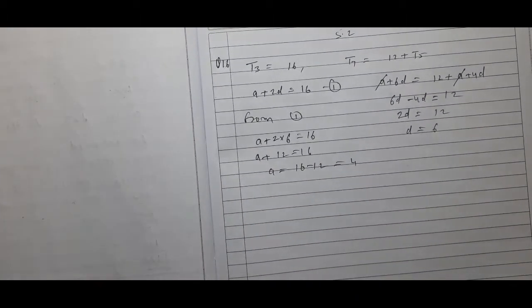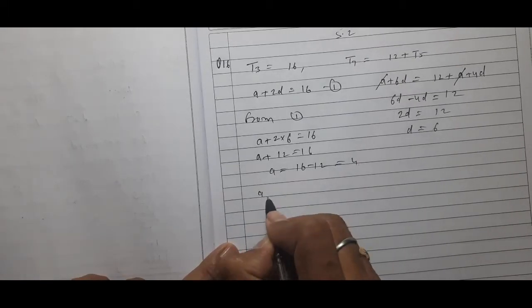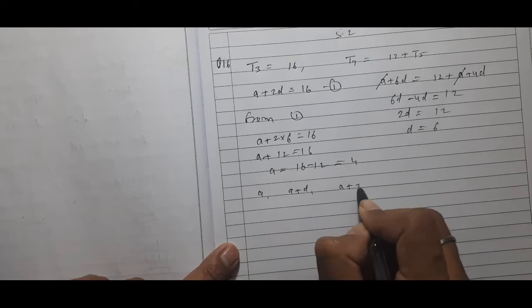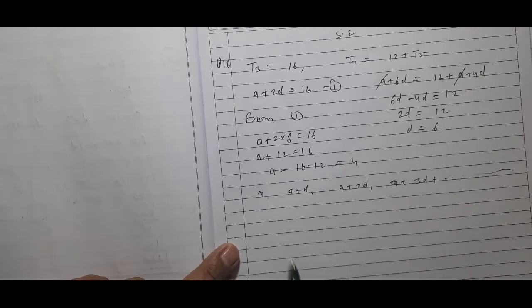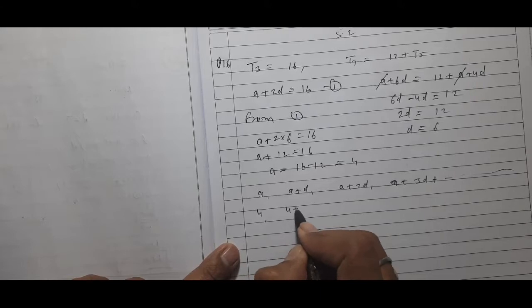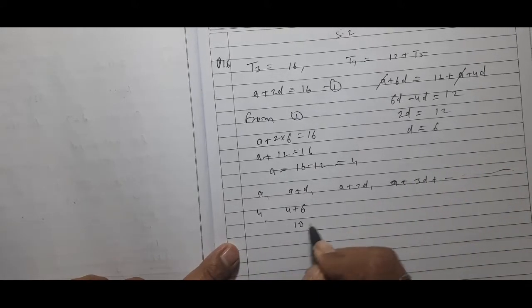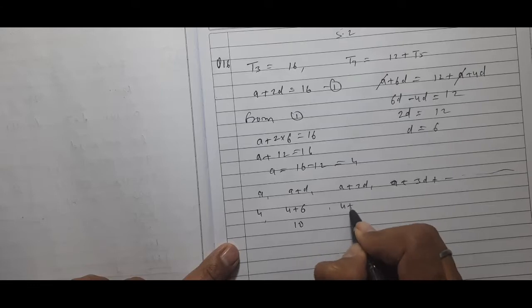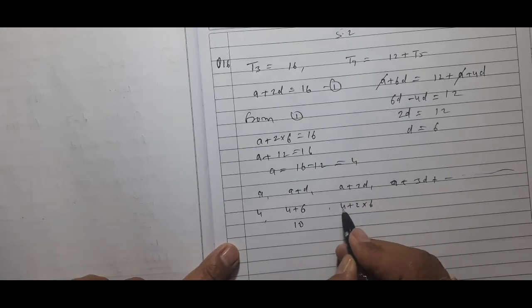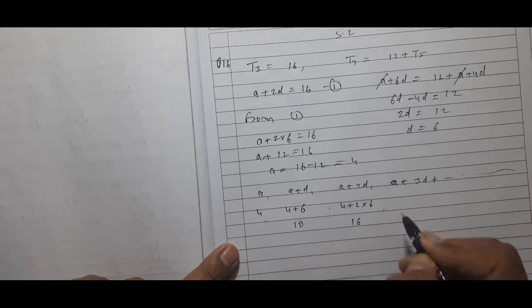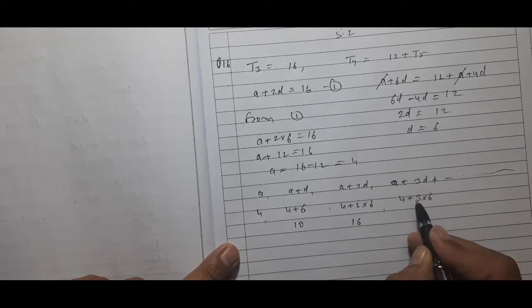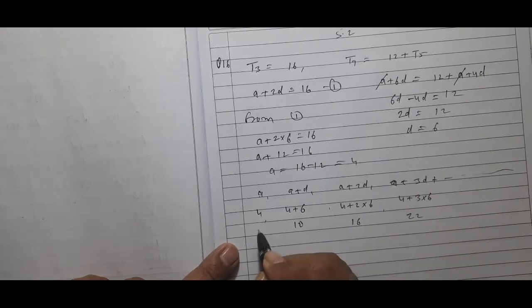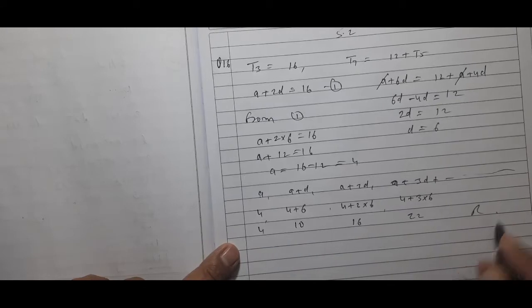Now we have to find the AP. AP means A, A plus D, A plus 2D, A plus 3D and so on. So A value is 4, so the first term is 4. Then A plus D means 4 plus 6, which is 10. Then A plus 2D means 4 plus 2 into 6; 2 sixes are 12, and 12 and 4 is 16. Then again A, which is 4, plus 3 into D, 6; 6 threes are 18, and 18 and 4 is 22. So this is the AP answer.